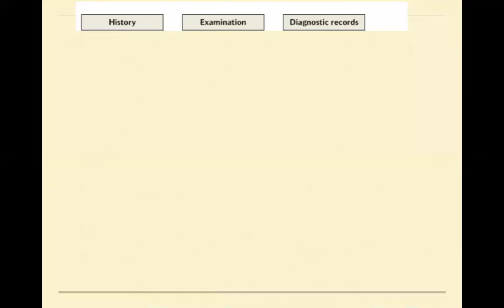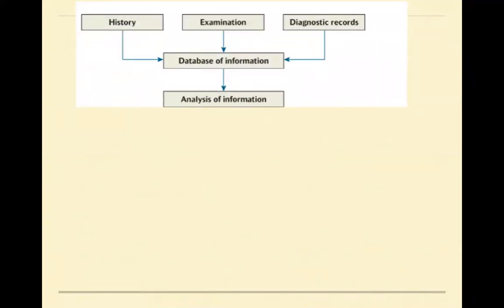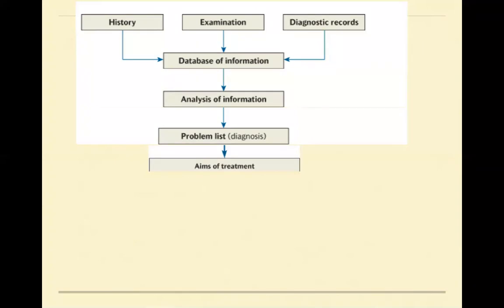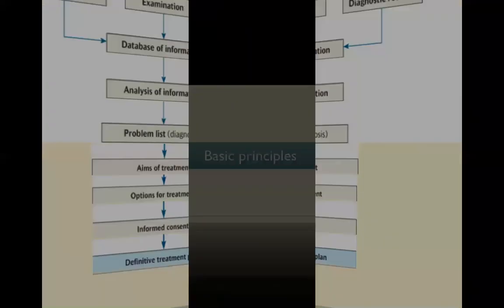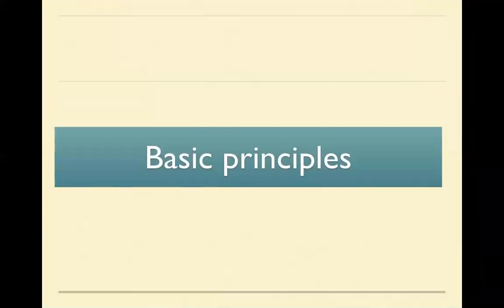Last lecture we talked about treatment planning in orthodontics. We discussed the examination in lectures before, but then we mentioned that we have a database of information. We have to analyze this information to come up with a problem list, and we learned last time how to do a problem list. Then we decide what our aims of treatment are. Then we decide the options for treatment, and then we go ahead with the informed consent and provide the definitive treatment plan. However, when we do the treatment plan, there are some basic principles.